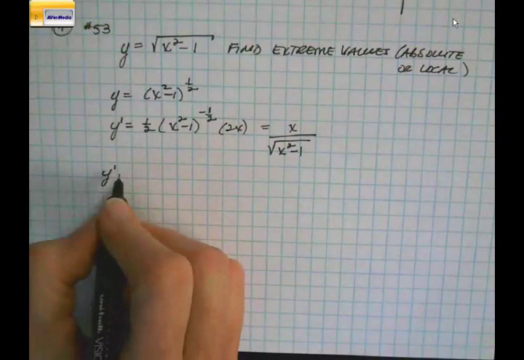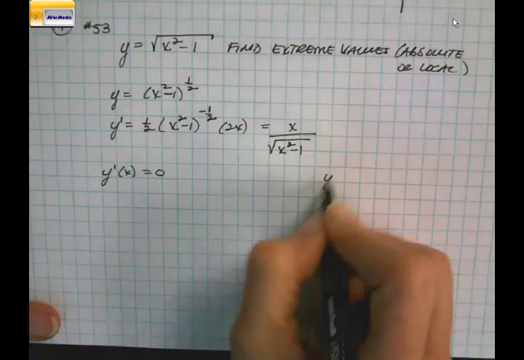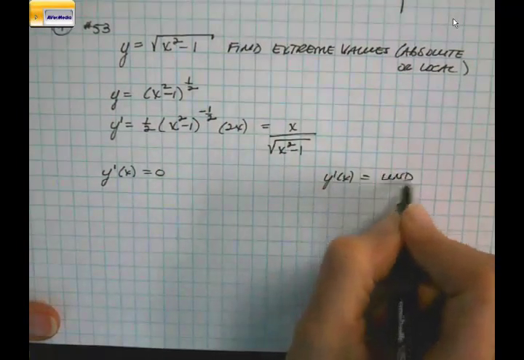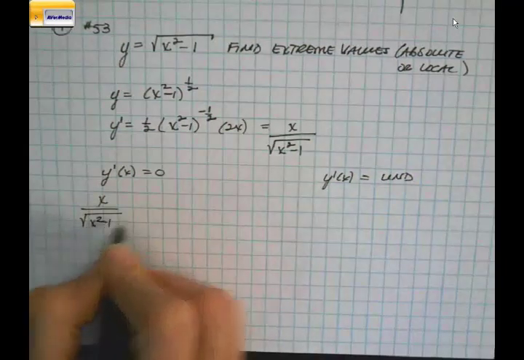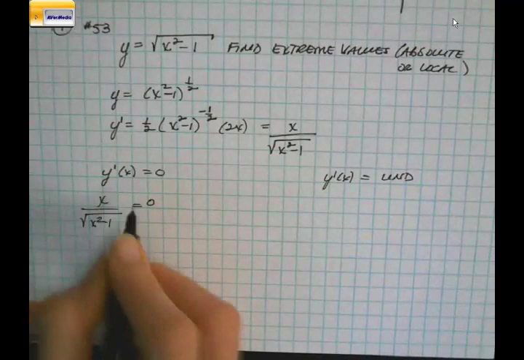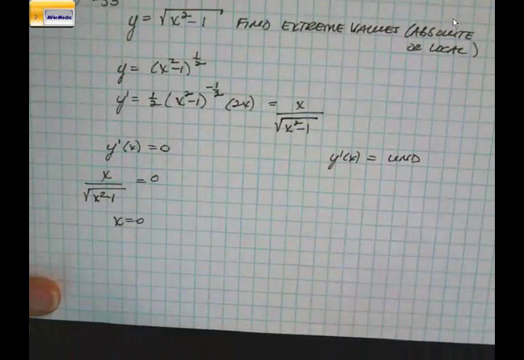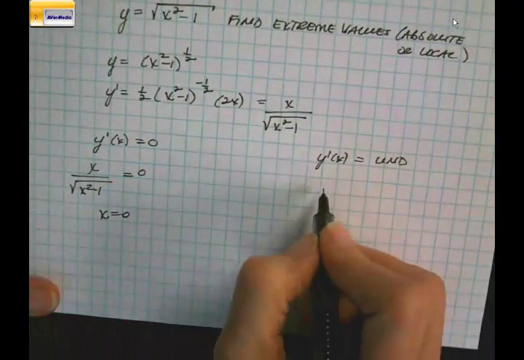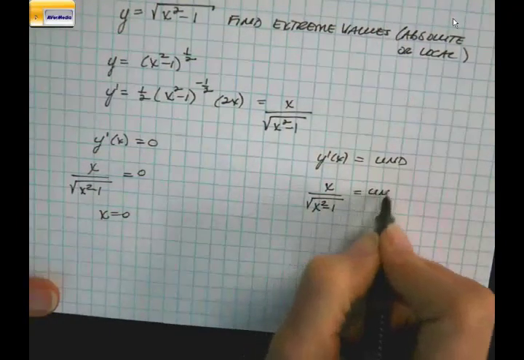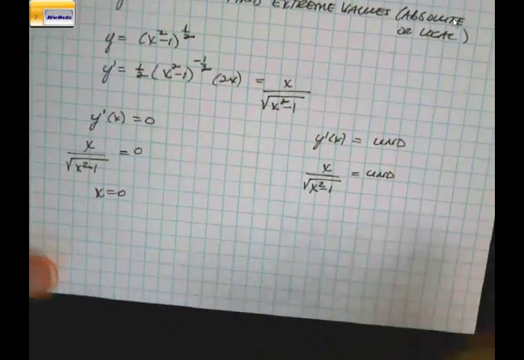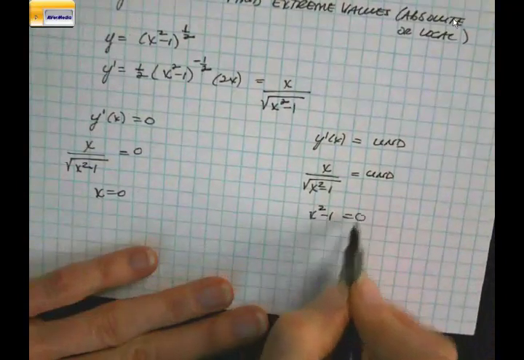Okay, so we're going to take the first derivative and we want to set it equal to 0. And we want to figure out where it's undefined. Okay, so if I set this x over this square root of x squared minus 1 equal to 0, then only the numerator, when the numerator equals 0, the fraction equals 0. So there's one critical value. And then if I want to see where this is undefined, wow, where is it undefined? Okay, it's undefined when x squared minus 1 equals 0.